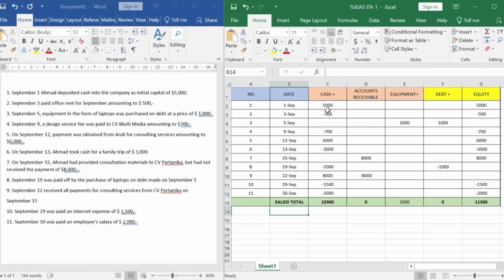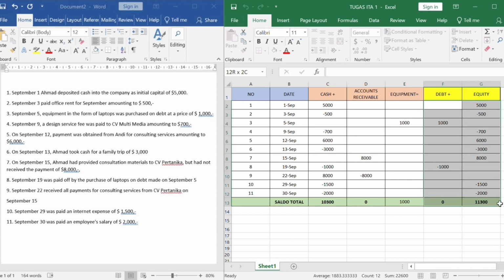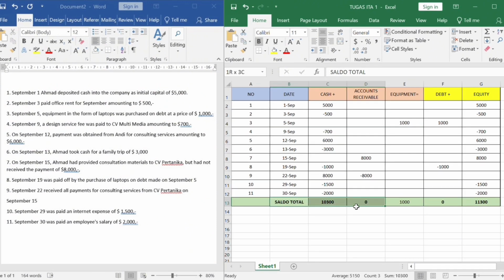And next, we have to add up the total for every transaction in September in the assets table and the debt plus equity table to see if the result is balanced or not. And the result of the assets table is $11,300 and the debt plus equity table is $11,300 as well. And as we can see, both of these tables are balanced.